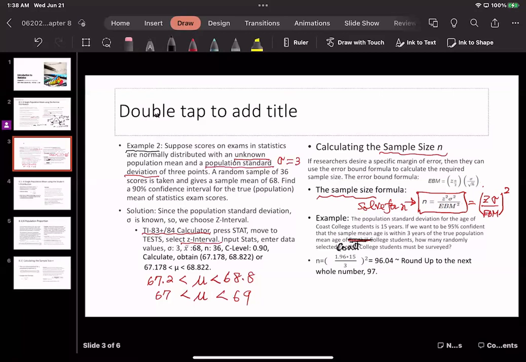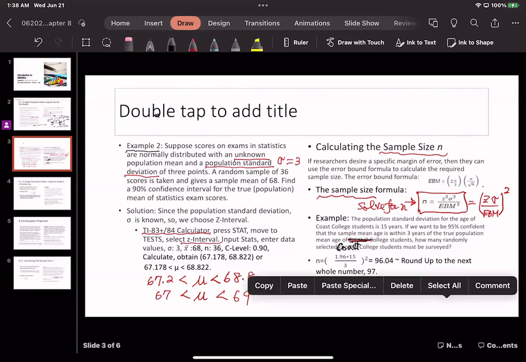So sample size equals the z-score, the critical value for 95% confidence, which is 1.96. Multiply with sigma 15 divided by the margin of error, or we can call it EBM. Then the whole thing to the square power. We should get 96.04.